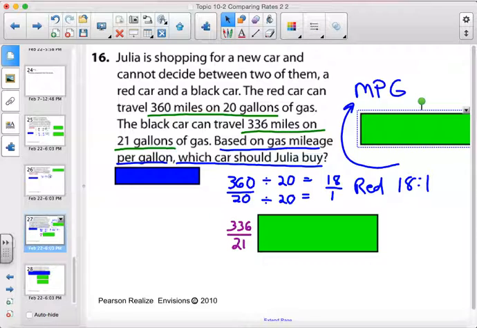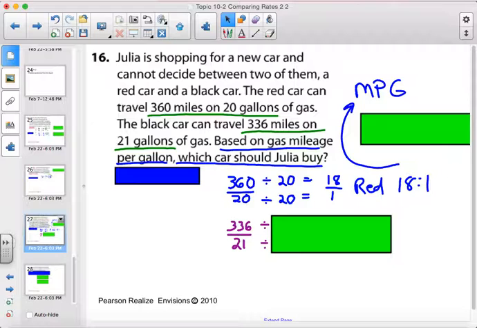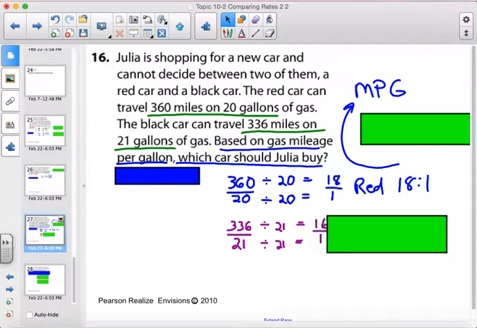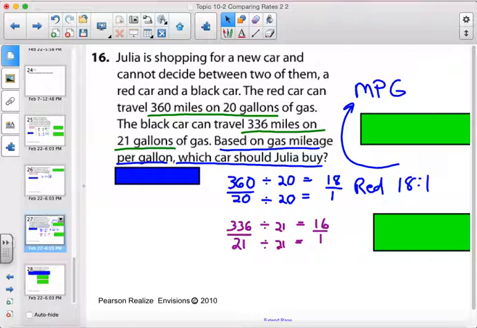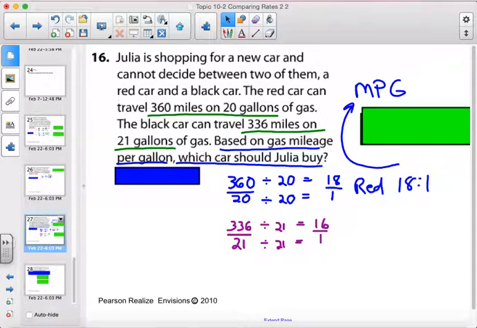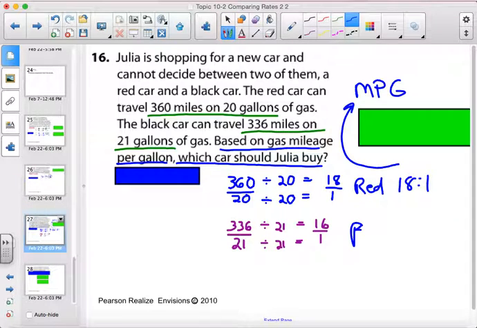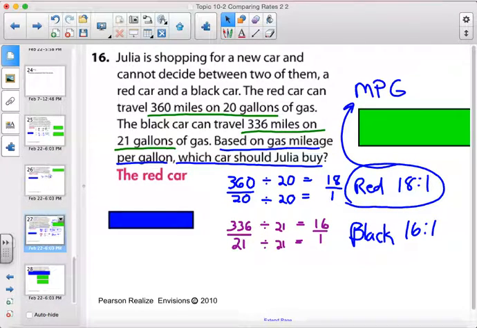Okay? And then if we want to find the black car's unit rate, we would divide both terms by 21. That would give us 1 gallon, and it would give us 16 miles to the gallon. So in this case, you can see that the black car's gas mileage is 16 to 1. So the red car is going to give you the better gas mileage per gallon.